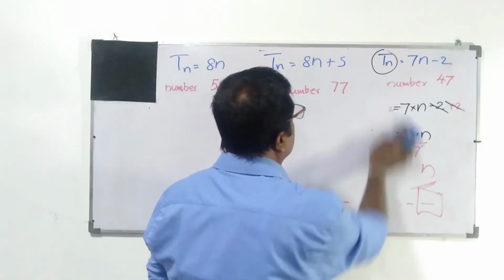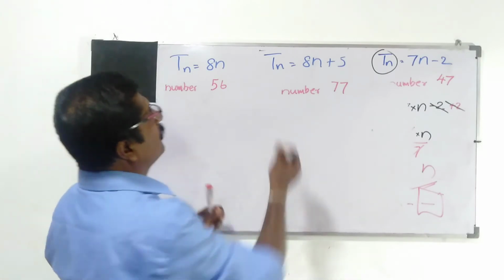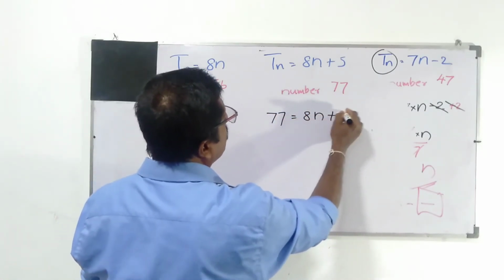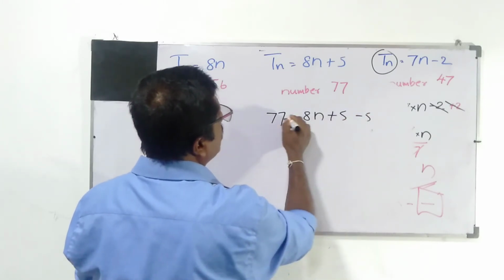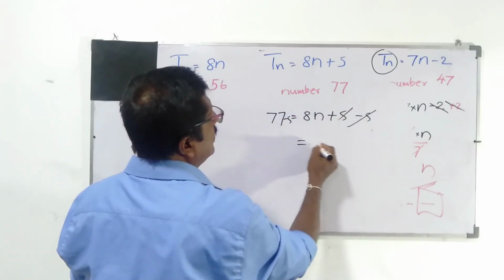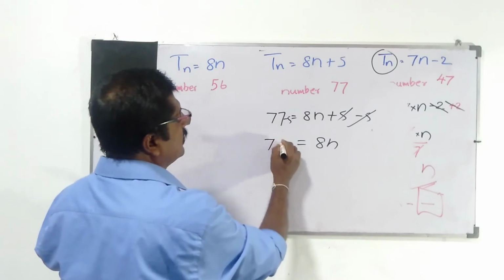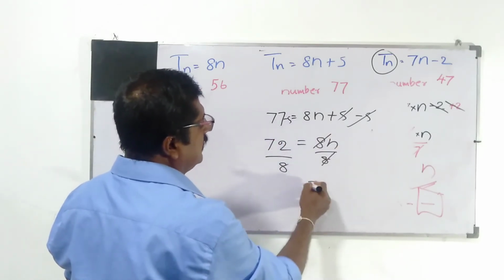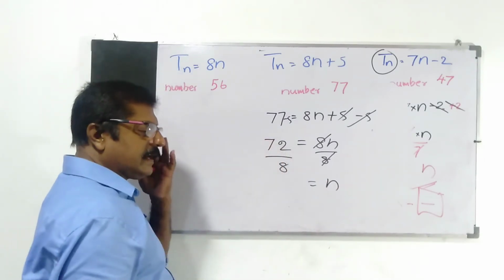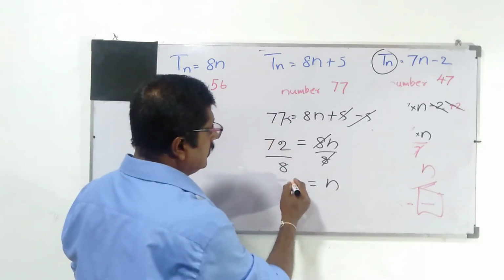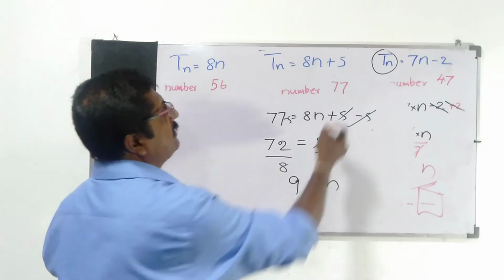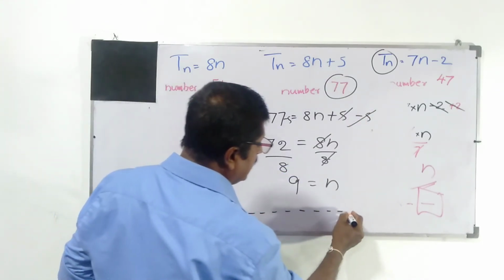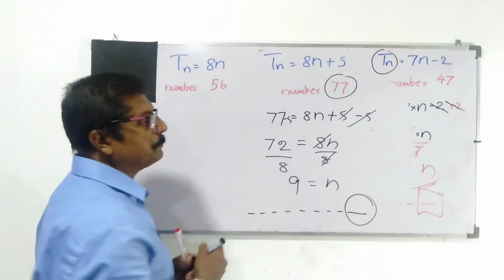Okay, now let's take up this one. Now this is the progression. Number is 77 equals 8n plus 5. Then subtract 5 from both sides. 8n equals 72. Divide both sides by 8 to get rid of this 8. n equals, how many 8s are there in 72? 9. So that means 77 is the 9th term of this progression.